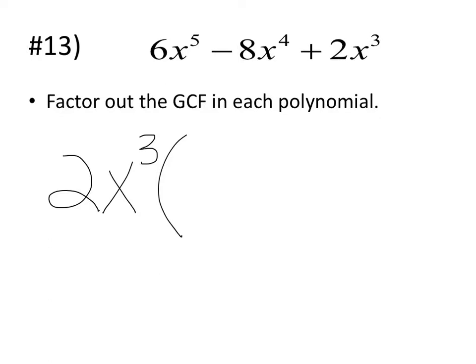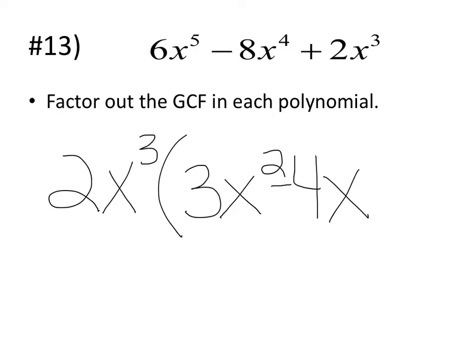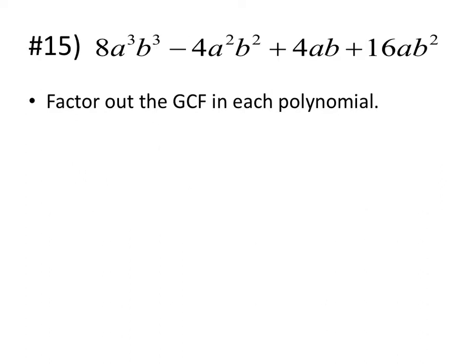So you've got 6 divided by 2 is 3, and x to the 5th divided by x cubed. Remember, if you're dividing like bases, you subtract the exponents. So 5 minus 3 is 2. And then you have negative 8 divided by 2 is negative 4. And then x to the 4th divided by x to the 3rd, you subtract the exponents, so you just get x to the 1st, which is just x. And then you have 2x cubed divided by 2x cubed is just 1, so you just get plus 1.